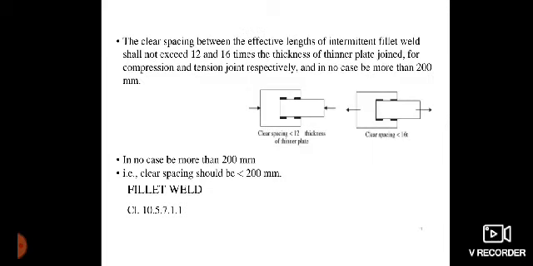The clear spacing between the effective lengths of intermittent fillet welds shall not exceed 12 and 16 times the thickness of the thinner plate joined for compression and tension joints respectively, and shall not be more than 200 mm. So clear spacing should be less than 200 mm.